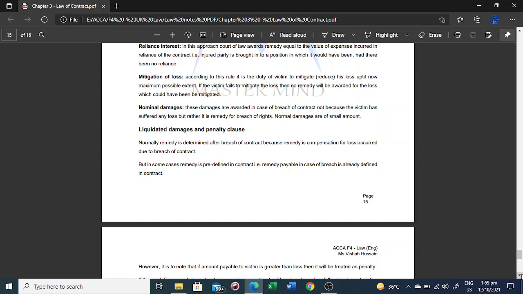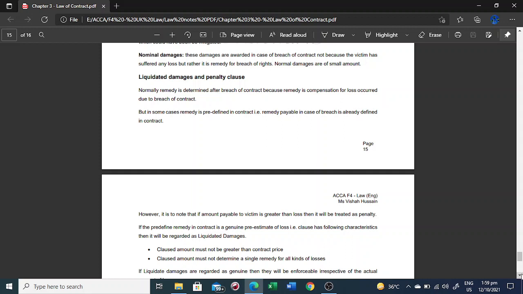Nominal damages. These are damages that are awarded in case of breach of contract, not because the victim has suffered any loss, but because it is the remedy for breach of rights. So these are of comparatively smaller amounts.